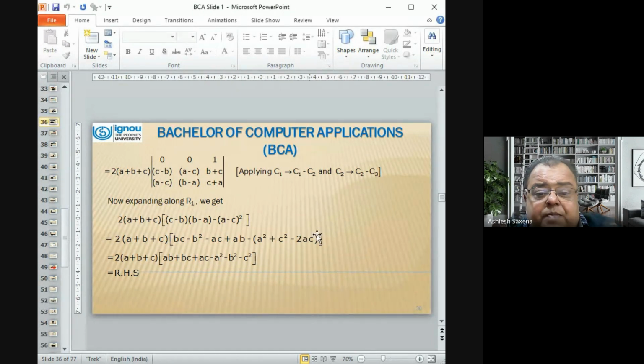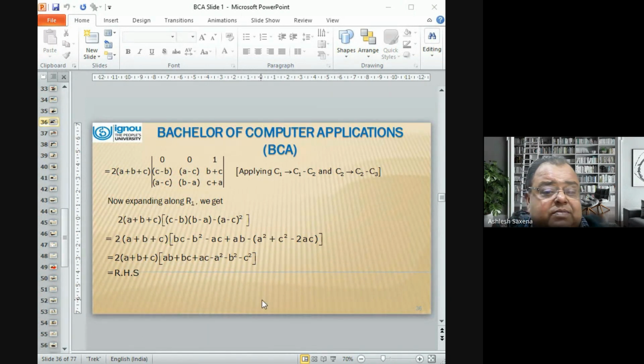Now open all these. That means remove the signs. Since we are having minus over here, the signs of all these will change. This will become minus A square, minus C square, and plus 2AC. You have plus 2AC and this minus 2AC, minus AC, so it will become plus AC. So you are left with AB plus BC plus AC minus A square minus B square minus C square.